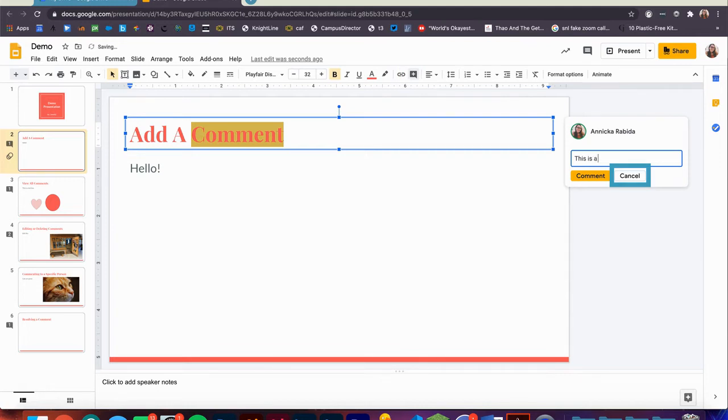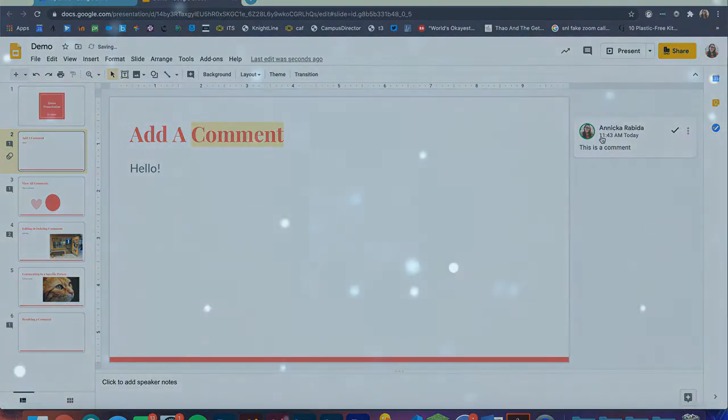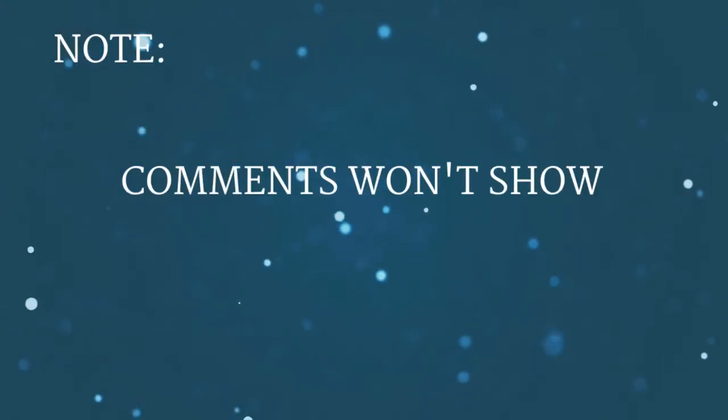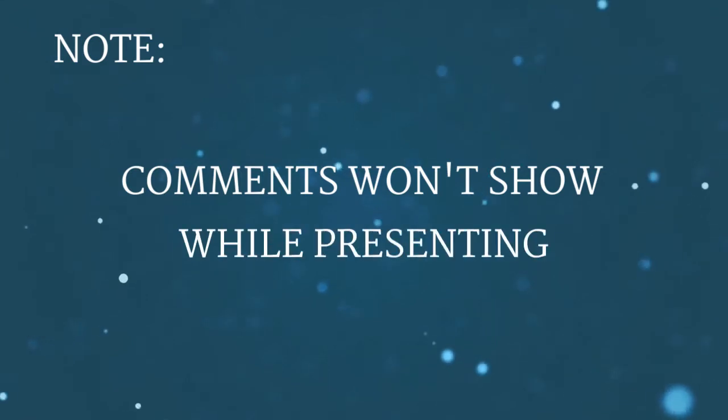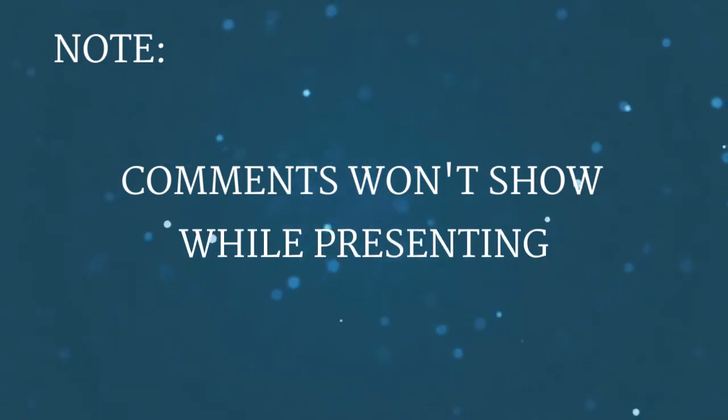From here, a comment will appear on the right-hand side of your screen. You can now begin to type your comment. Once you have finished typing, click Comment and your comment will save. Note that comments on your Google Slide presentation will not show up on your presentation when you are presenting.